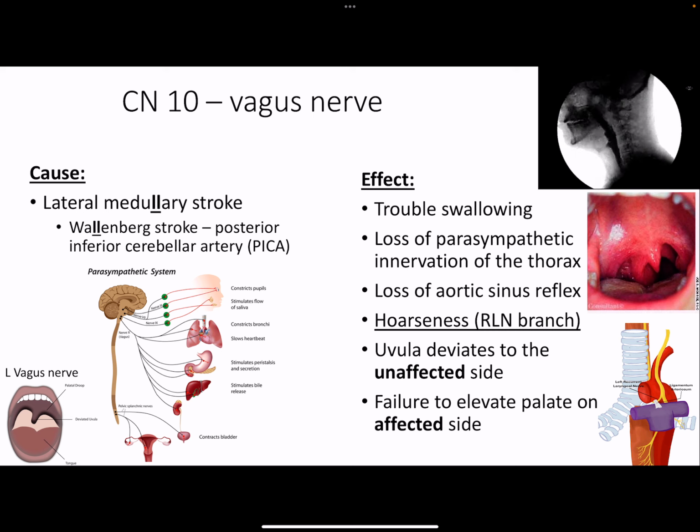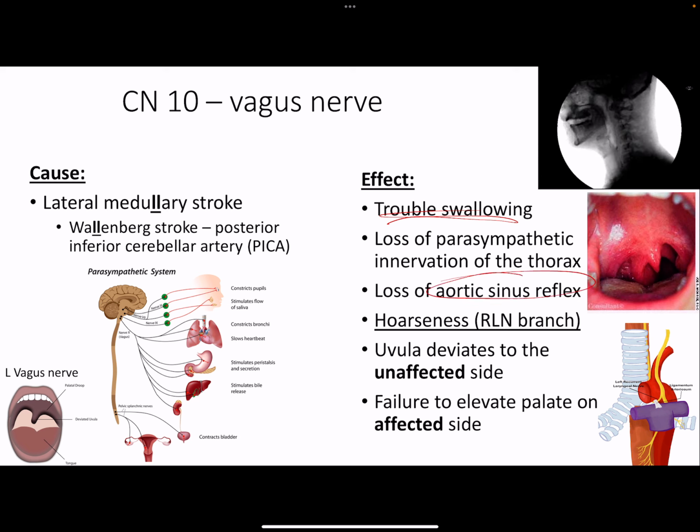Vagus nerve is also going to be a lot of swallowing and your gag reflex. It's actually really similar to the 9 in a bunch of ways. Instead of the carotid sinus, it's the aortic arch receptors that this is interacting with. Remember that the recurrent laryngeal nerve is going to tuck under the aortic arch and go back to supply the voice box. And so if you have damage to the vagus, you're going to have damage of the RLN, and so you're going to have hoarseness. This is a dead giveaway if you see this.